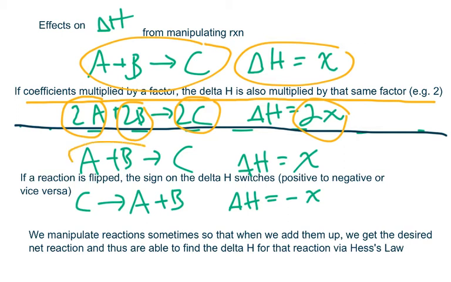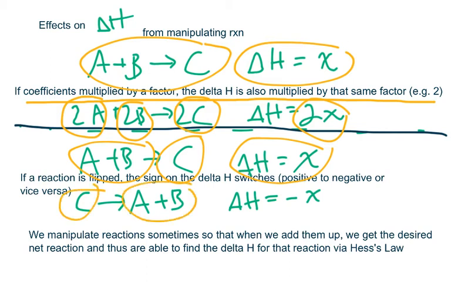Well, A plus B becomes C, has a delta H of X, and if you flip it, C decomposes to form A plus B, then the X will be negated, or in other words, the sign on the delta H will switch. Now, there's an easy explanation for why this happens.